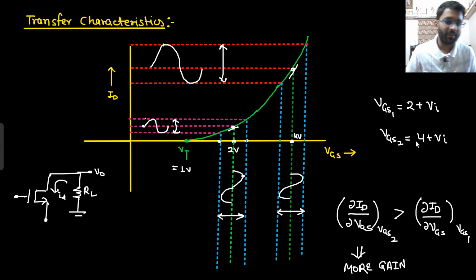So now this parameter becomes an important parameter, that is output current divided by input voltage. Now this is an important parameter for us. So let's revise what we have studied in this lecture till now.